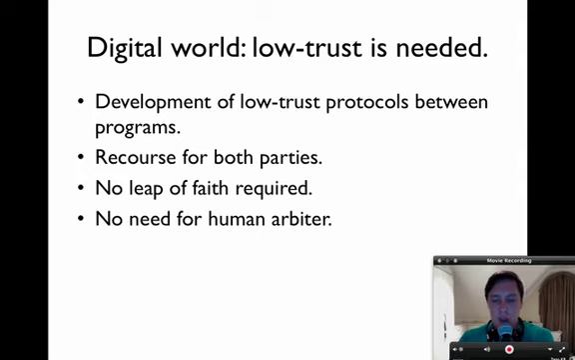So developing low trust protocols for financial interactions is beneficial in a few ways, and it's not just beneficial for programs. If I can pay for something with Bitcoin and I know I will get my service, where I don't have to infer trust, it's beneficial for me. But more specifically, it opens up an exciting new space for programs to interact with other programs in a financial manner that doesn't require people. There has to be immediate recourse for both parties, no leap of faith required, no upfront knowledge required, and no need for a human to arbitrate the trust between two services.